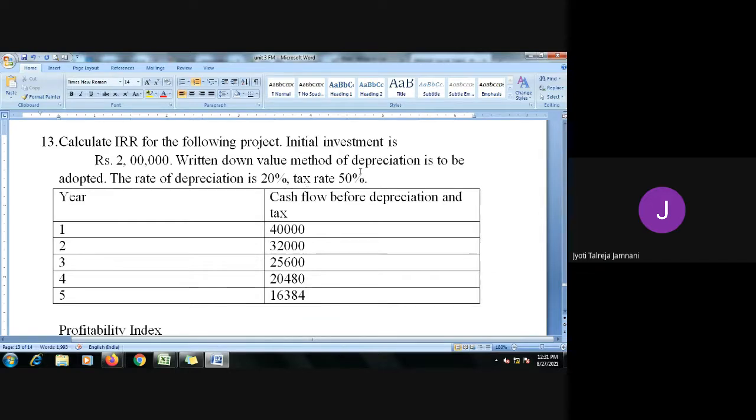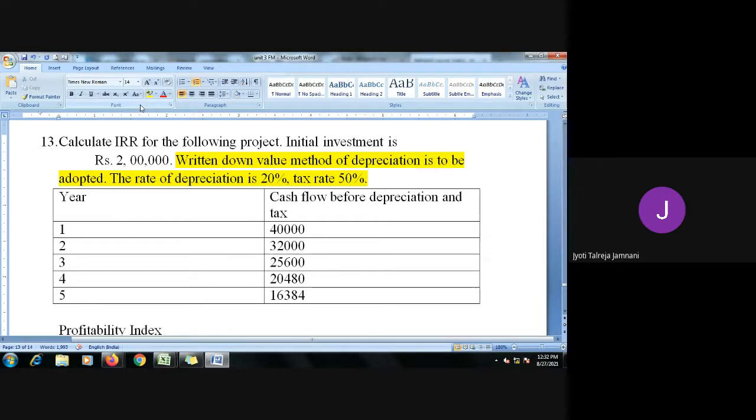Reducing balance method of depreciation is to be adopted. The rate of depreciation is 20% and the tax rate is 50%. So what we have to do first is see whether they have given us cash flow or cash flow before depreciation and tax, because in the question they've mentioned the method of depreciation, the rate of depreciation and the tax rate, all the three. So that basically means we have to use all the three and solve for the value.